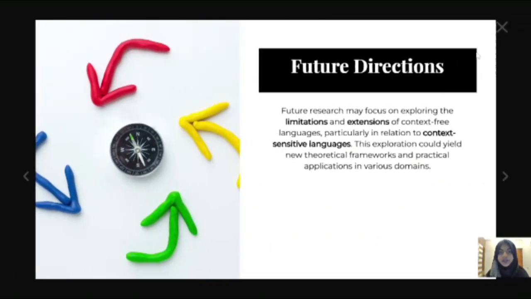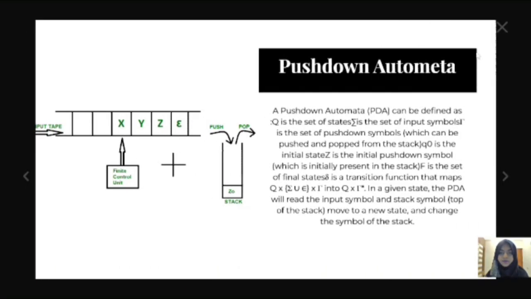Future directions in automata theory using CFLs. Future research may focus on exploring the limitations and extensions of context-free languages, particularly in relation to context-sensitive languages. This exploration could yield new theoretical frameworks and practical applications in various domains.